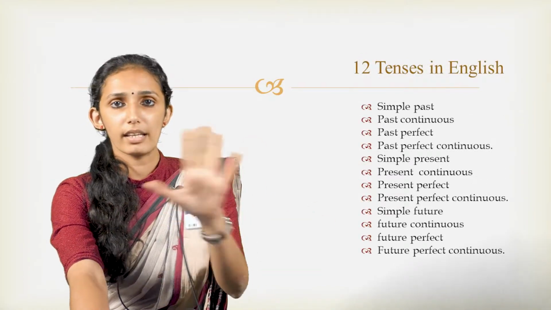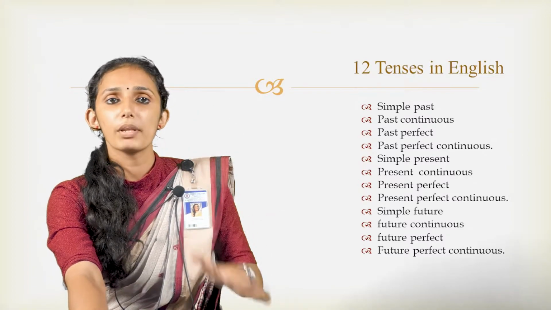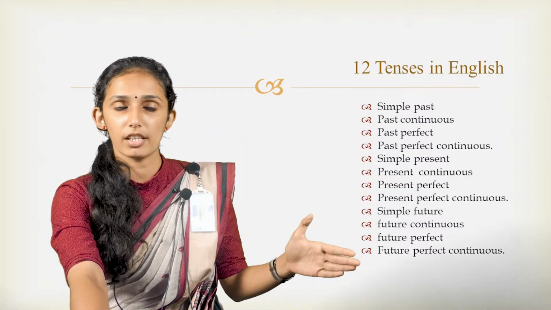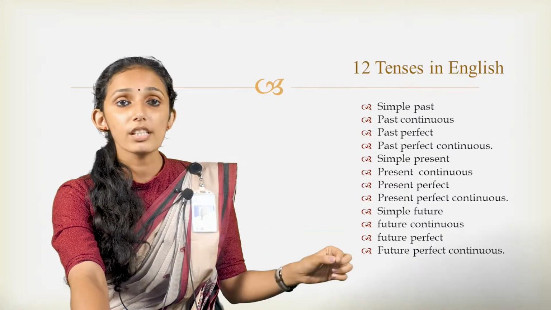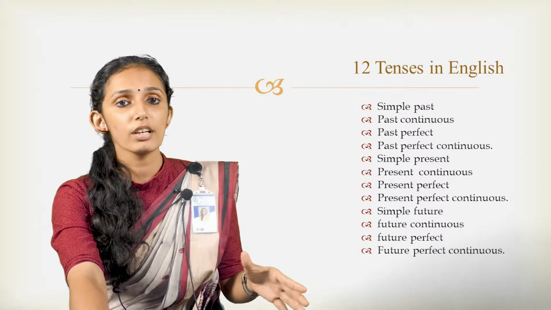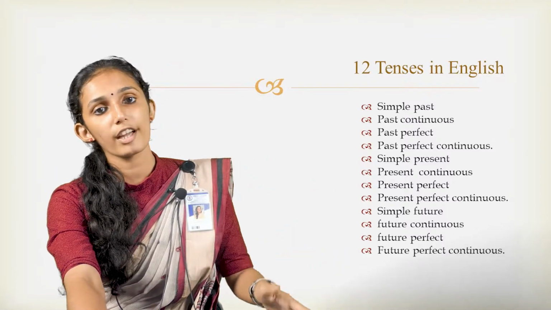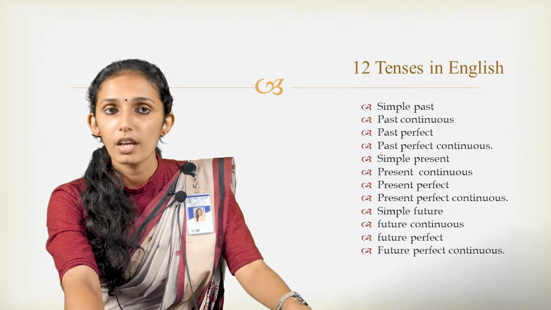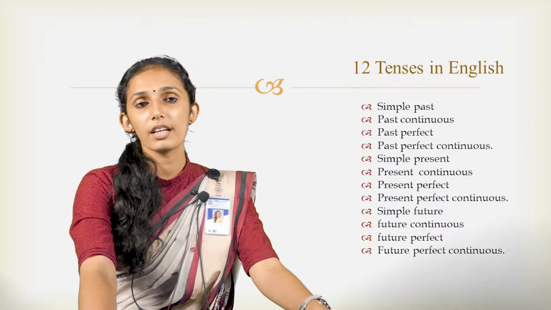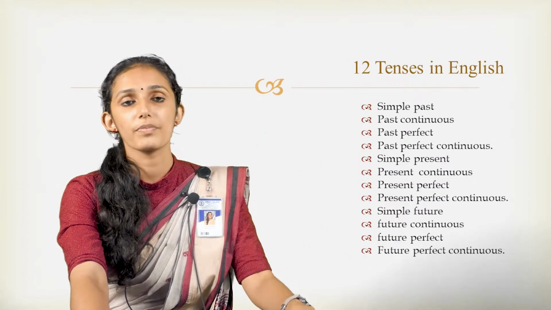So the 12 basic tenses in English are simple past, past continuous, past perfect, past perfect continuous, simple present, present continuous, present perfect, present perfect continuous, simple future, future continuous, future perfect, and future perfect continuous. We'll discuss them in detail in the upcoming sessions. To start with, Grammatical Framework 1.